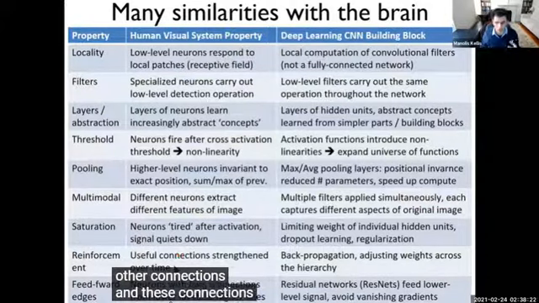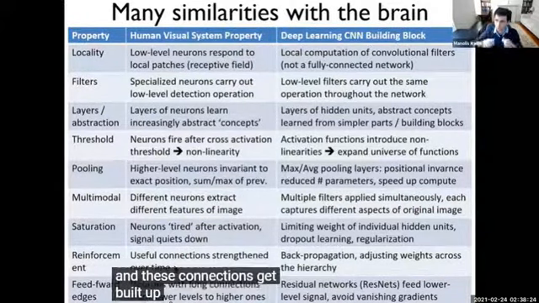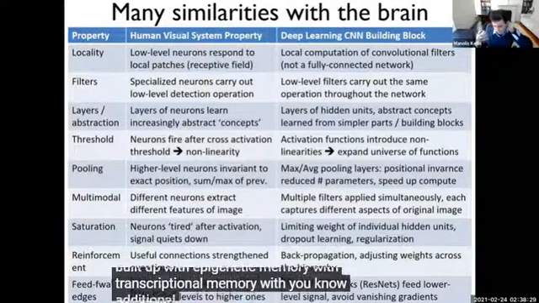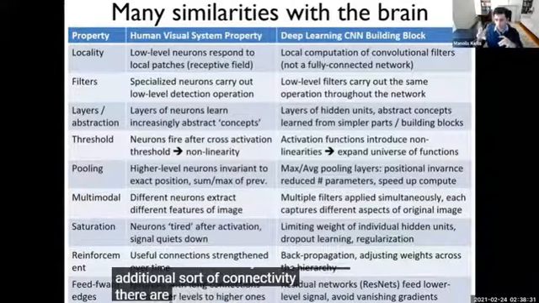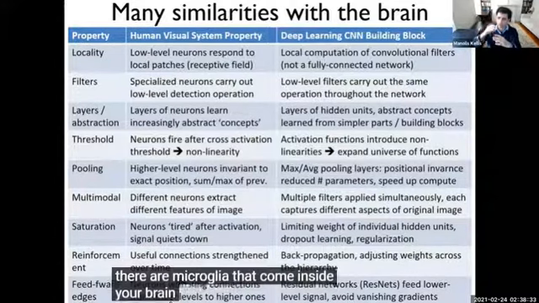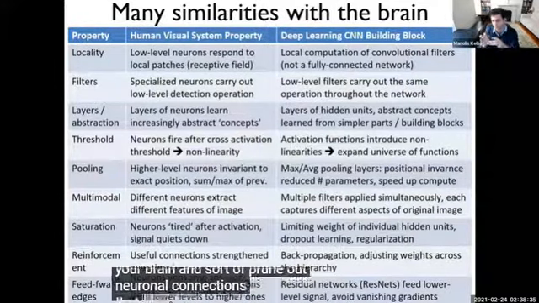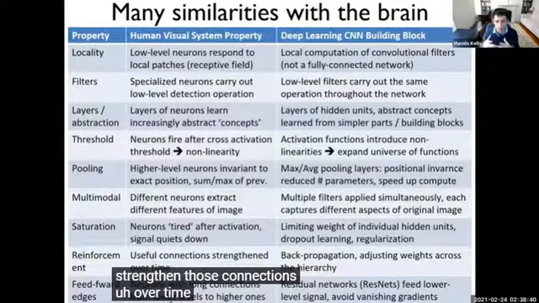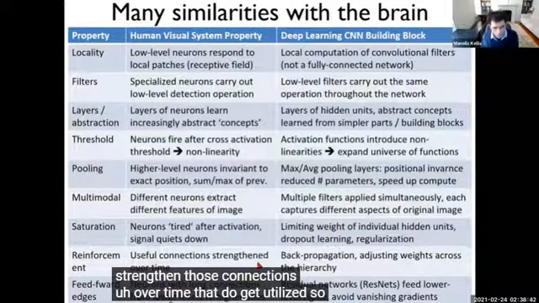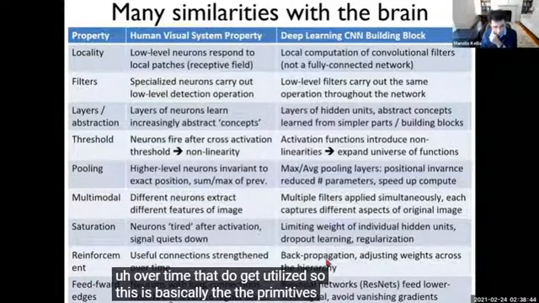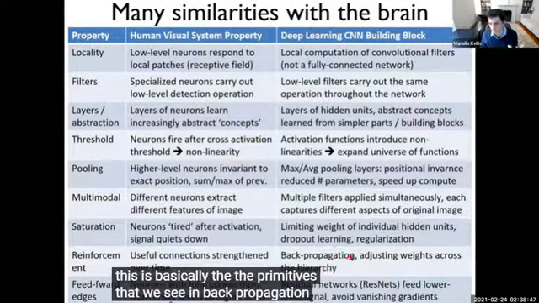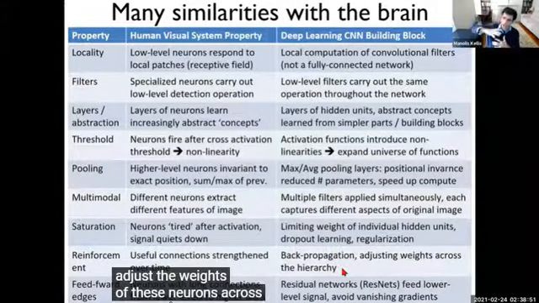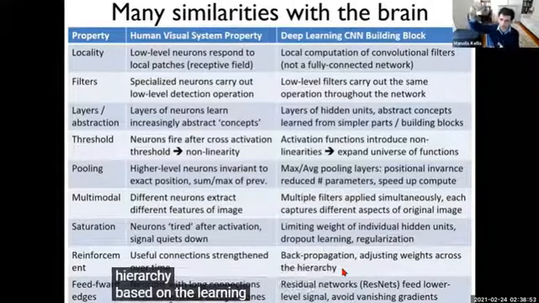And these connections get built up with epigenetic memory, with transcriptional memory, with additional connectivity. There are microglia that come inside your brain and prune out neuronal connections that are not heavily utilized and strengthen those connections over time that do get utilized. So this is basically the primitives that we see in backpropagation, where we adjust the weights of these neurons across the entire hierarchy based on the learning task at hand.